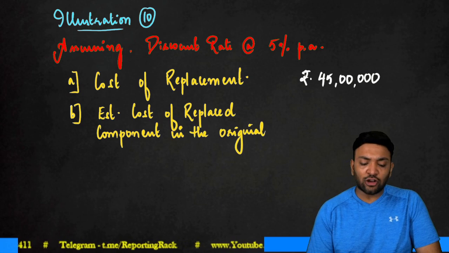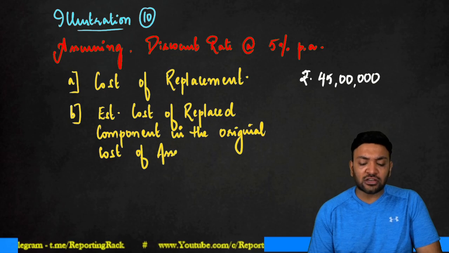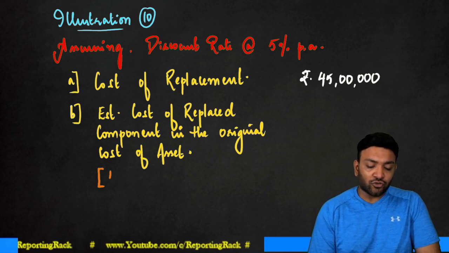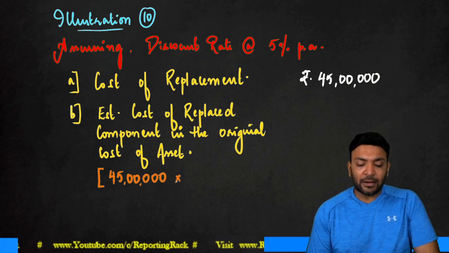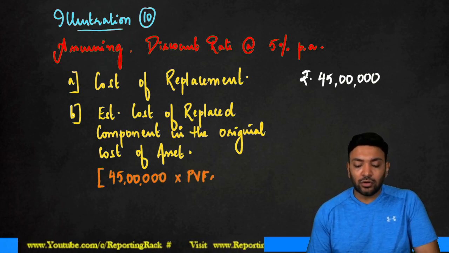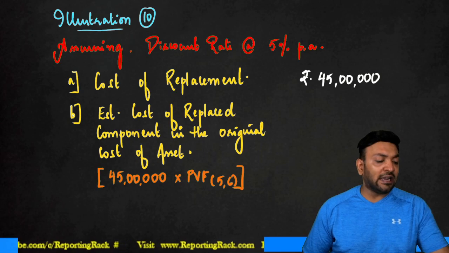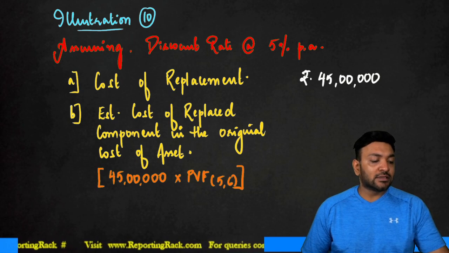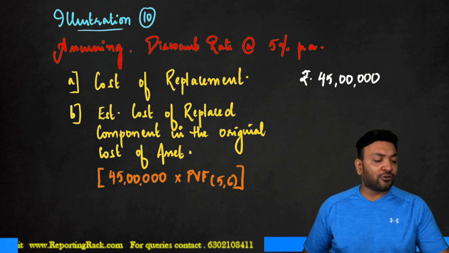Original cost of the asset was 1 crore. In that 1 crore, what is the cost of this turbine? How do I calculate? Use present value factors. So 45 lakhs is at the end of year 6, multiplied with present value factor of 5% for 6 years. Use your calculator. 1 divided by 1.05, 6 years. 4, 5, 6. It is 0.7462, into 45 lakhs.